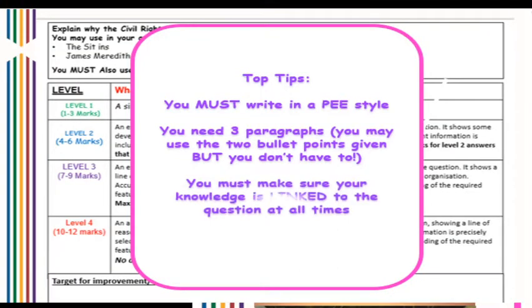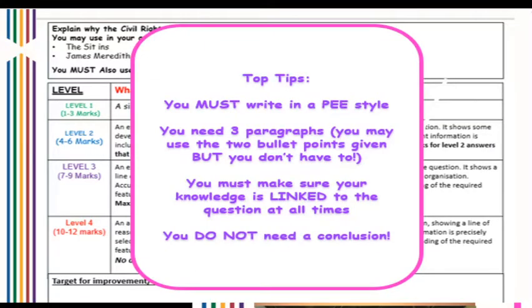And you must make sure your knowledge is linked to the question at all times. So please don't just see the question and think, oh, this is a question on progress in the civil rights movement and write down everything you know. It has to be properly structured and it's got to be linked to the question. So remember to always bear in mind that there will most likely be dates attached to these markers. So make sure you think what happened within those dates.